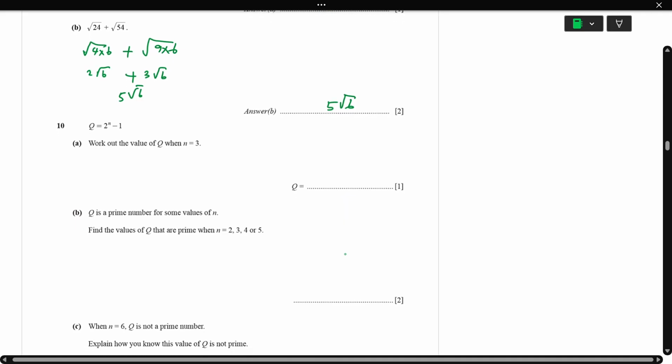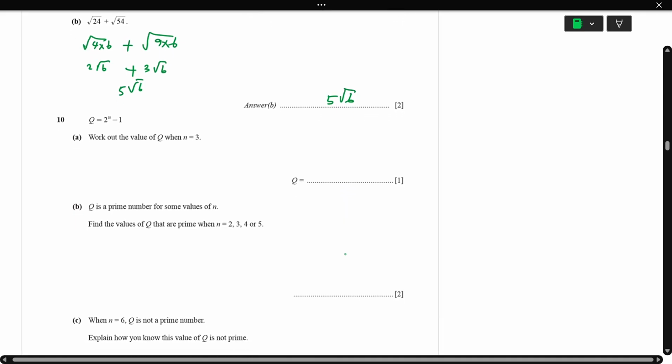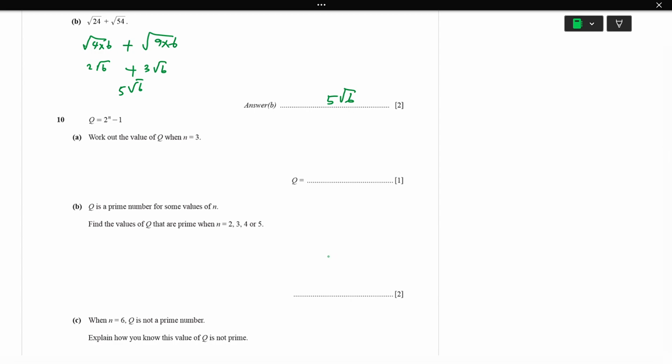The next question: q equal to 2 power n minus 1. Work out the value of q when n equal to 3. So just substitute here, which is q equal to 2 power 3 minus 1, which is 8 minus 1. The answer is going to be 7.